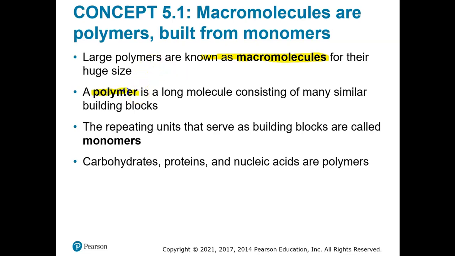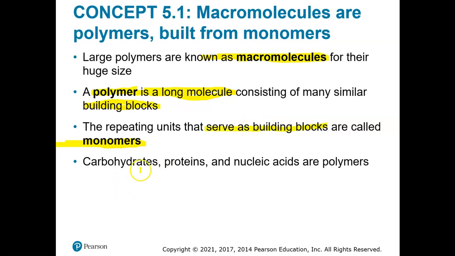Many of them are polymers, which are long chains of chemicals, and then the individual molecules that make up that chain are called building blocks or monomers. So a polymer is a very long molecule made up of building blocks or monomers, and monomers are the building blocks of large molecules called polymers.